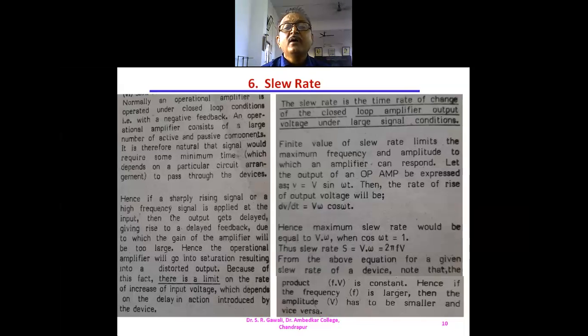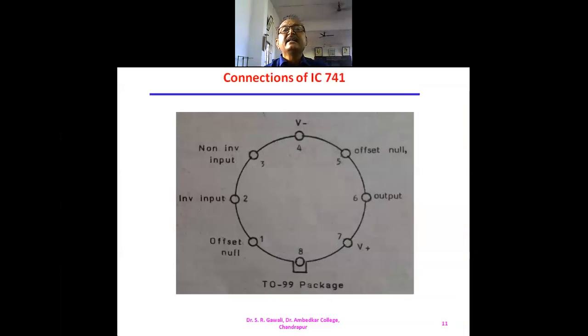So the rate of the output would be dV by dt is equal to VW. That is the formula for that. So it is not very important, but a definition can be asked of this slew rate. Okay. And then I will discuss the last slide, that is the connection of IC 741. The integrated circuit of the operational amplifier is the IC number 741. 741 is the IC number of the operational amplifier, and it is the 8-pin IC.